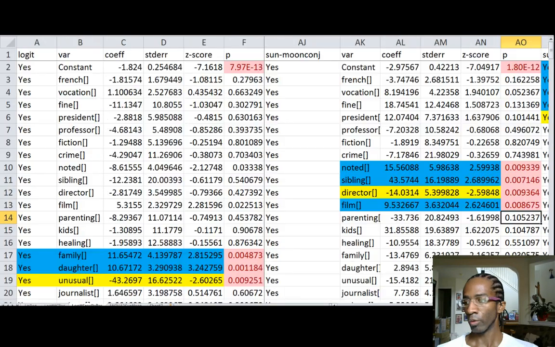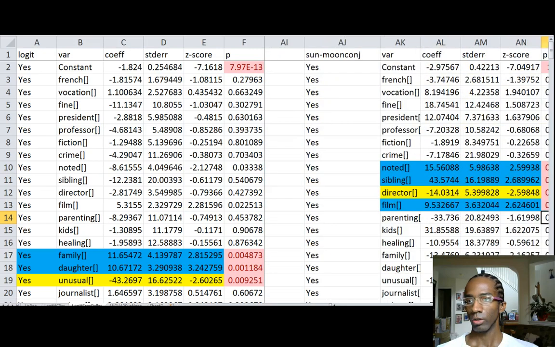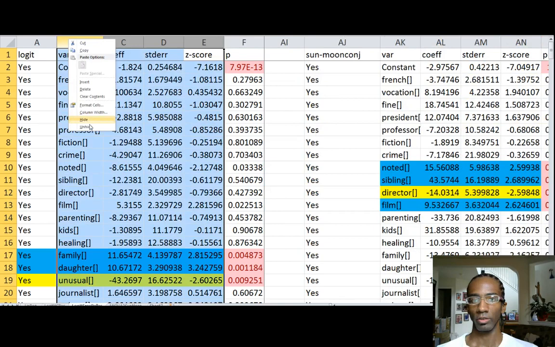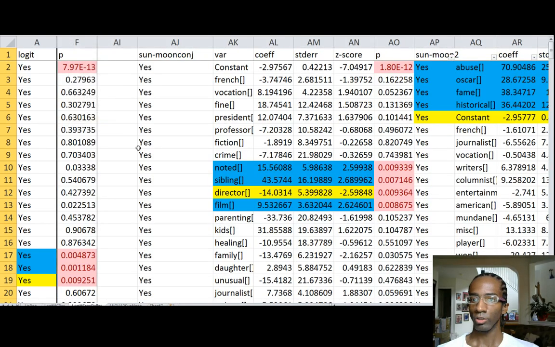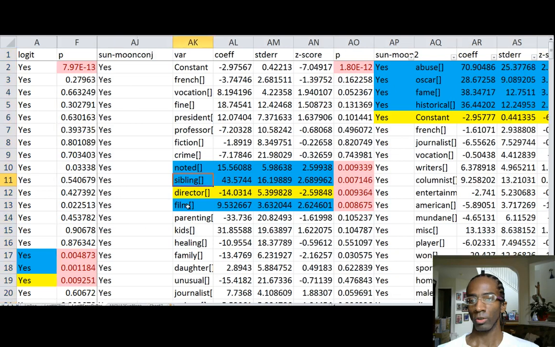When I ran the logistic regression on sun-moon conjuncts, I found that the topics associated with it were being noted, having something to do with siblings, and having something to do with film, but you were less likely to be a director. What does that tell us about sun-moon? Nothing. Unless you find some kind of common characteristic here.